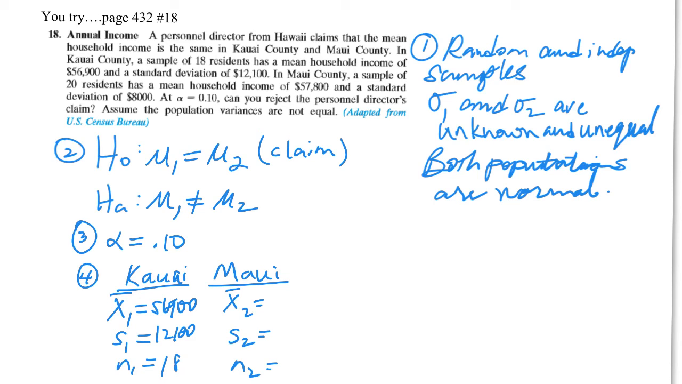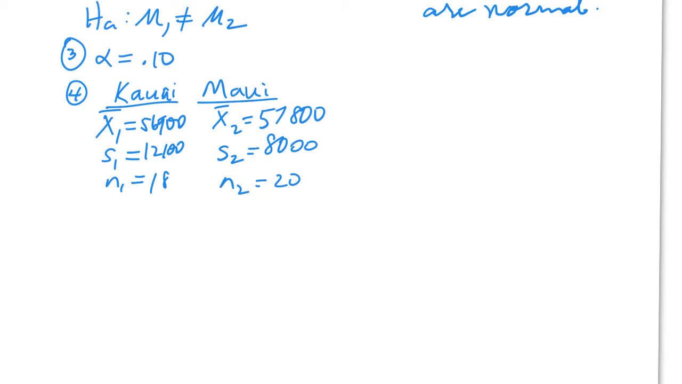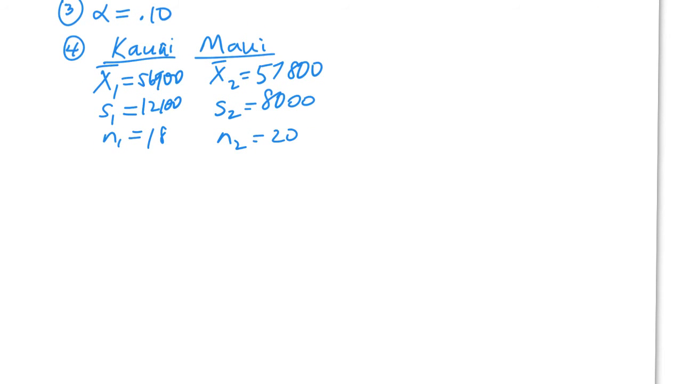For Maui, we have 57,800 for the mean. We have 8,000 for standard deviation, and we had a sample of 20 households. Okay, guys, so we see roughly like a $900 household average income difference. So the job of the t-test, if you're understanding the big idea here, is to see, statistically speaking, if these two things that differ by $900 are statistically significant. Is the $900 difference statistically significant?